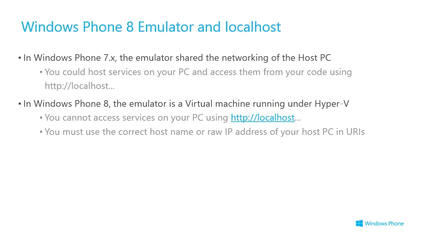Now, the problem is this: with Windows Phone 7.x, the emulator was based on the previous Virtual PC virtualization technology. It wasn't a completely separate client. It was actually using shared networking. It was hosted by the development PC OS, and because it had that shared networking, there was this neat little trick they did that you could access resources that you had created on your own dev PC in Visual Studio just by using a localhost URI.